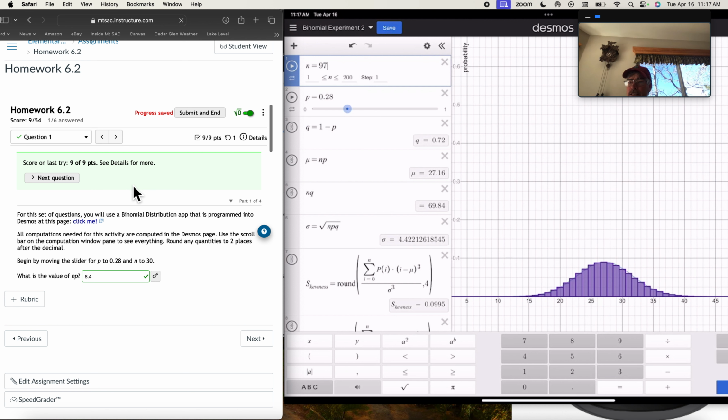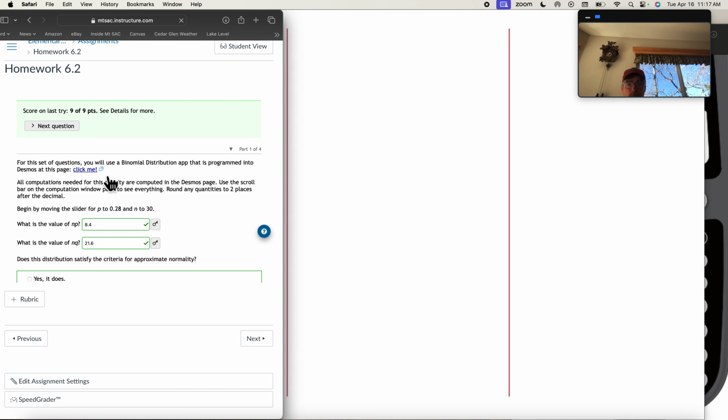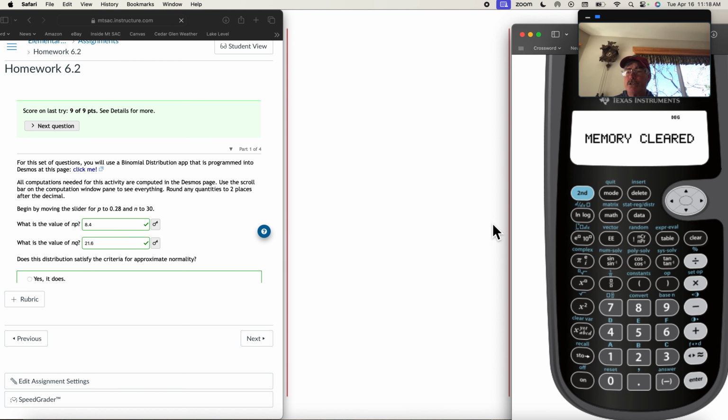All right, so then I think we go on to the next question, and I don't think we're going to use this app anymore, so I'm going to go back to my white tablet and probably need a calculator. So let's go on to the next homework question.